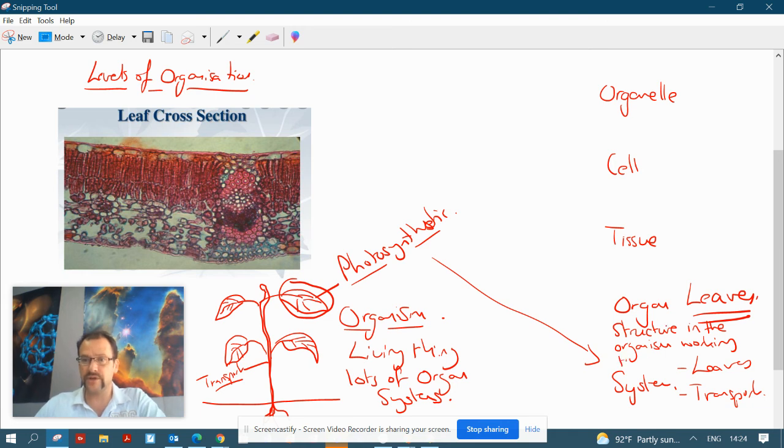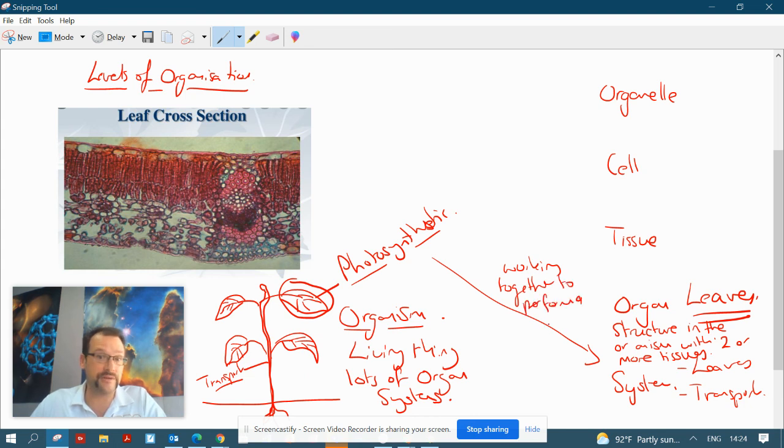Oh, sorry, let's rub that out. Structure in the organism with two or more tissues. I'll carry on over here. Sorry about that. Working together to perform a particular function. So the function of this organ is photosynthesis.